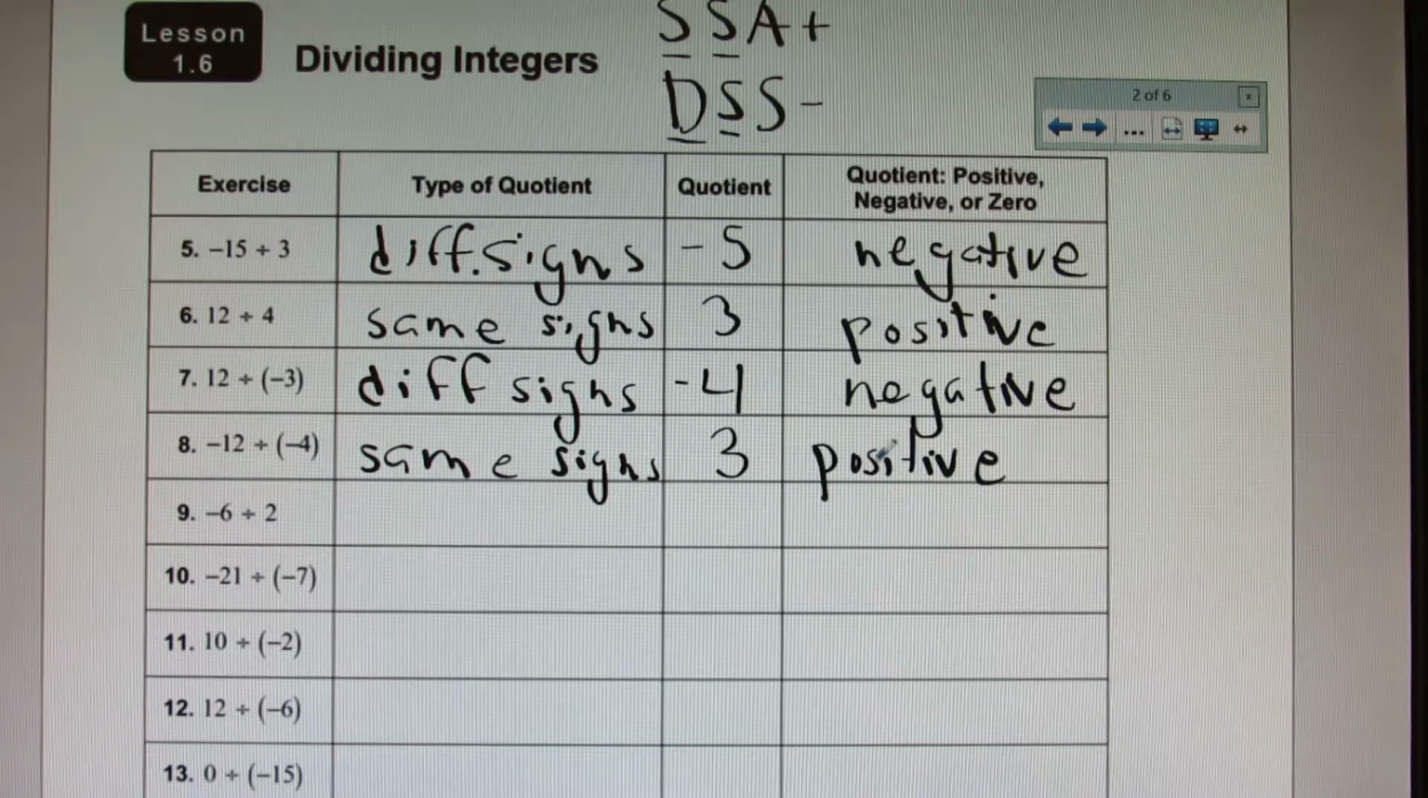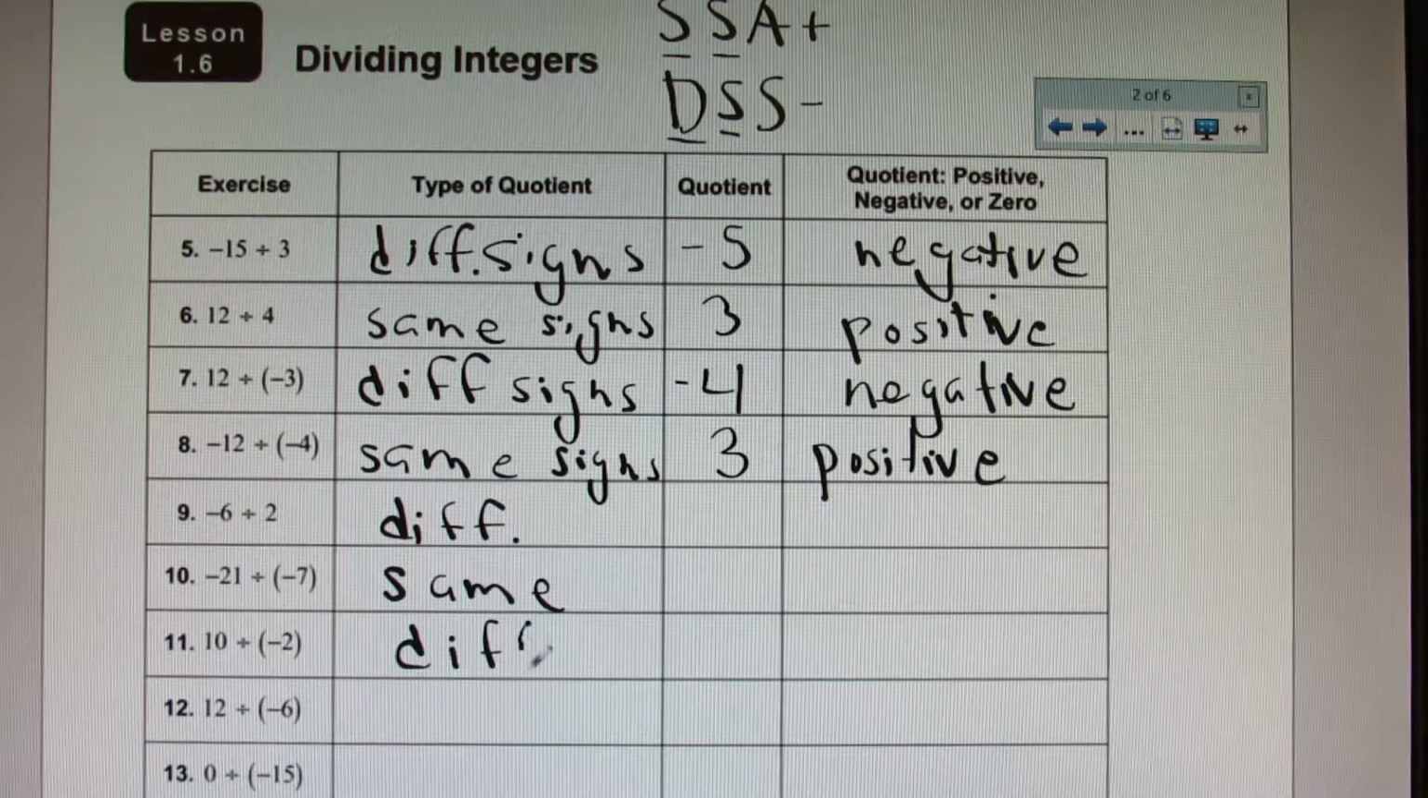I'm going to do the next couple with you, and then we're going to try some on your own. So again, these are different signs. I'm going to shortcut with diff instead of different signs. These are the same signs. These are different signs. These are also different signs. Ooh, these are also different signs. We'll talk about these in a second. But again, just by looking at what kind of signs they are, I can tell that because this is different signs, my answer is going to be negative.